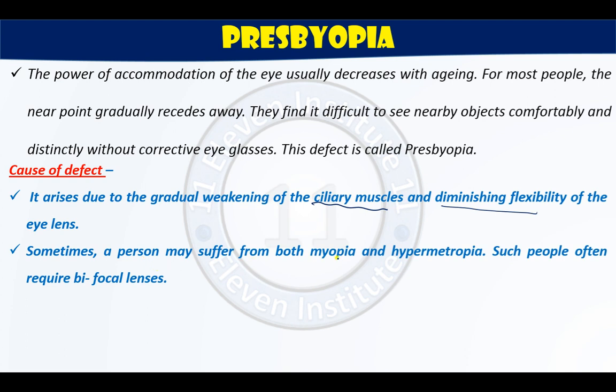Sometimes a person may suffer from myopia and hypermetropia both. Such people often require a bifocal lens. Right, they often require a bifocal lens. They may suffer from myopia also and hypermetropia also. They require a bifocal lens.